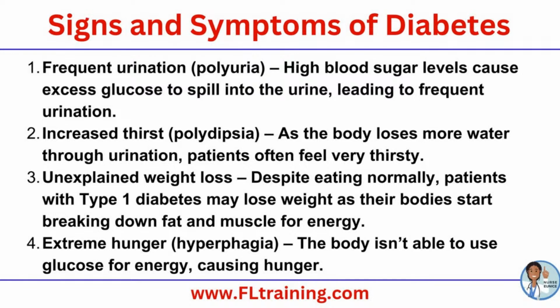3. Unexplained weight loss. Despite eating normally, patients with type 1 diabetes may lose weight as their body starts breaking down fat and muscle for energy. 4. Extreme hunger, polyphagia. Sorry, I can't pronounce that one. The body isn't able to use glucose for energy, causing hunger.